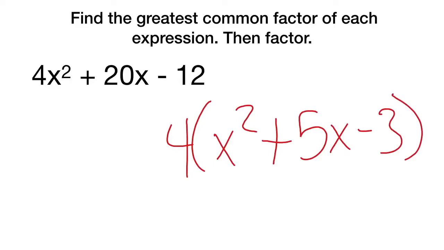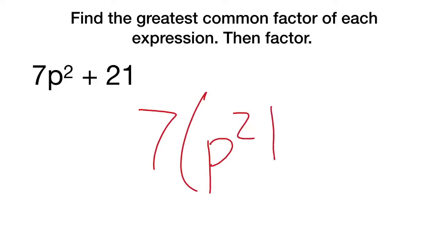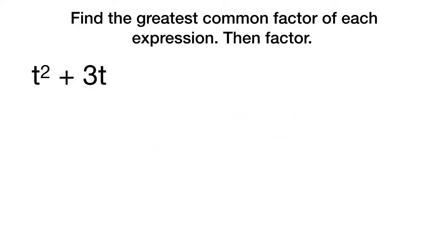Now, I don't really want to factor out this next part because it doesn't factor out well. So let's move on. Here's a new one. 7p squared plus 21. The greatest common factor between 7 and 21 is, in fact, 7, which means p squared plus 3. Now, we actually can't factor out p squared plus 3 without using imaginary numbers, so we're not going to factor it. Here's another, t squared plus 3t.